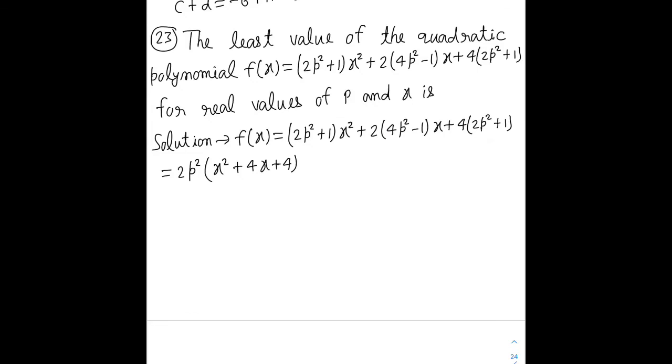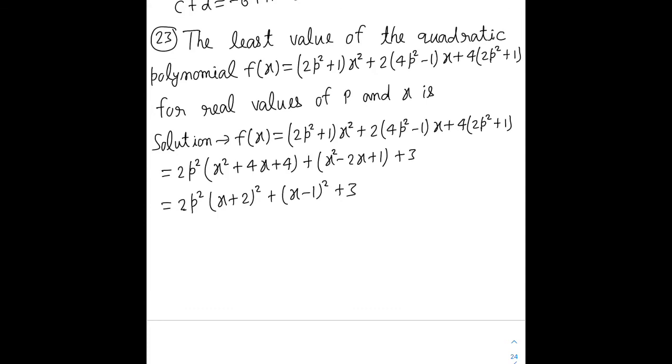So x square minus 2x plus 4 can be written as x minus 1 whole square, or you can split it as x square minus 2x plus 1 plus 3. Now guys, you can write this as 2p square into x plus 2 whole square, and this is x minus 1 whole square plus 3.